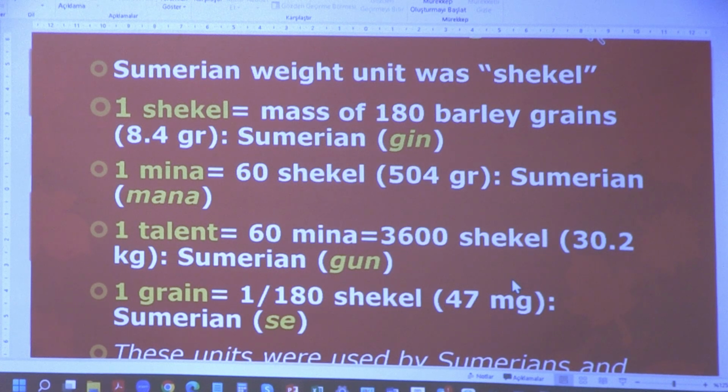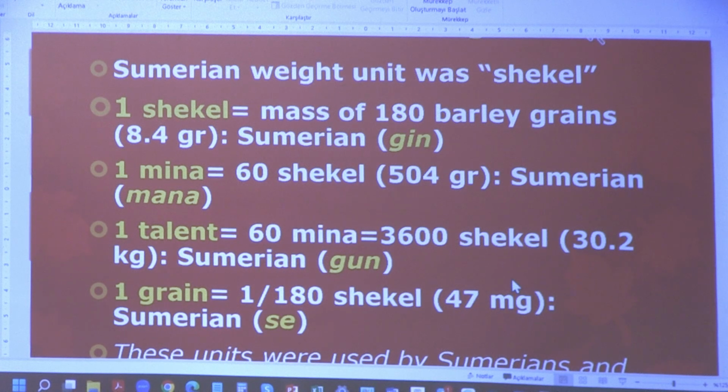So the mass is about 8.4 grams today. So 60 shekel is 1 mina, because as I said, their number system is based on 60, not 10, 100. That's about 504 grams. In Sumerian, they call it mana. Mina is known, even during Ottoman Empire, they used to call a unit of mass mana. In all of Mesopotamia and Anatolia, mana was used, of course, it was not the same mass, but the word mana was used. 1 talent is, again, 60 times mina.